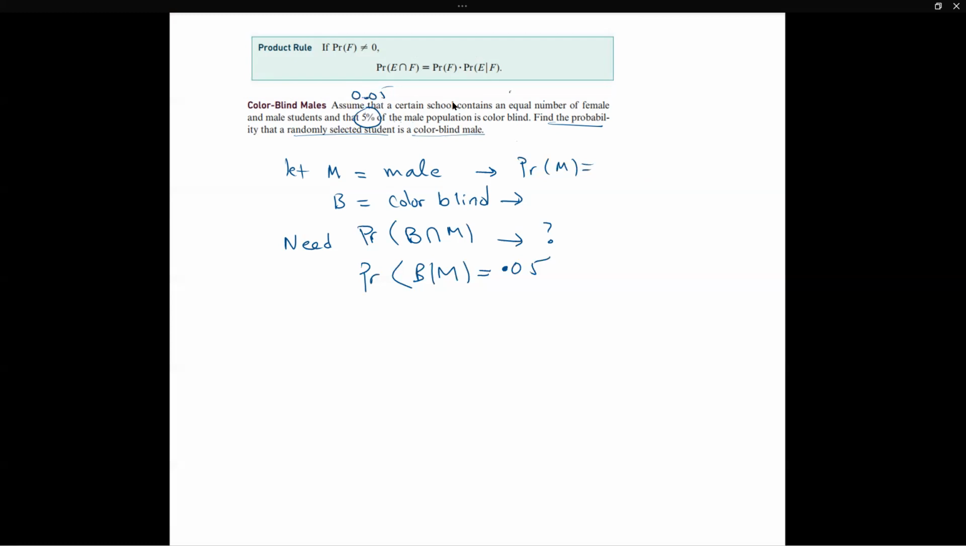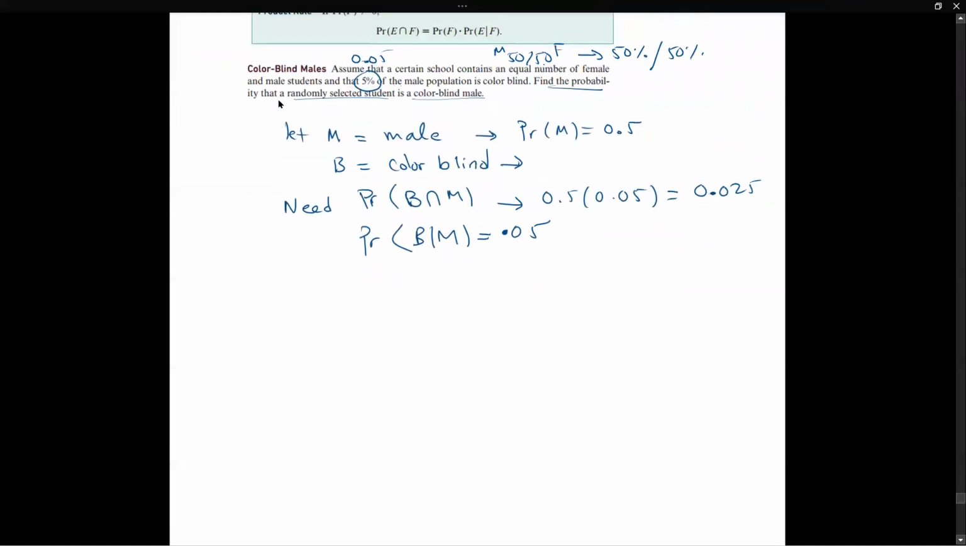So this is 50-50, right? 50 male, 50 female. So that's 50%, right? That's what 50-50 means, right? So the probability of an individual to be male is 0.5, right? So that's the missing number there, all right? And this is 0.05, so what's left is just to apply this, and now I can go ahead and just multiply the two numbers and get 0.5 times 0.05, which is 0.025, all right?